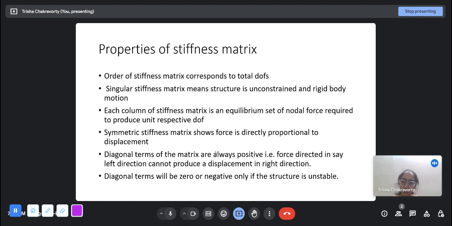Symmetric stiffness matrix shows force is directly proportional to displacement, and a stiffness matrix is always symmetric. We already studied Maxwell-Betti's reciprocal theorem earlier, so this is a consequence of that: stiffness matrices are symmetric.